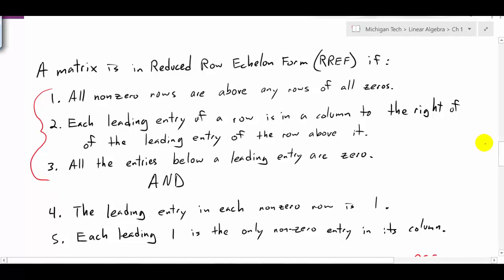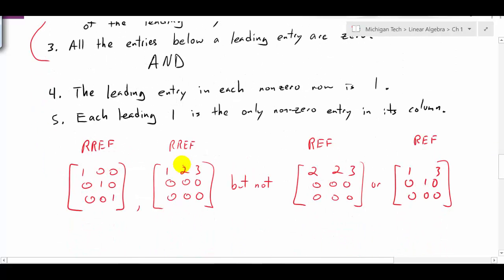Number 4 says that the leading entry in each non-zero row is 1. And 5 says each leading 1 is the only non-zero entry in its column. So let's just look at some examples of these two extra criteria. The first two are in RREF form. All my leading entries, my pivot position values here, are all 1.